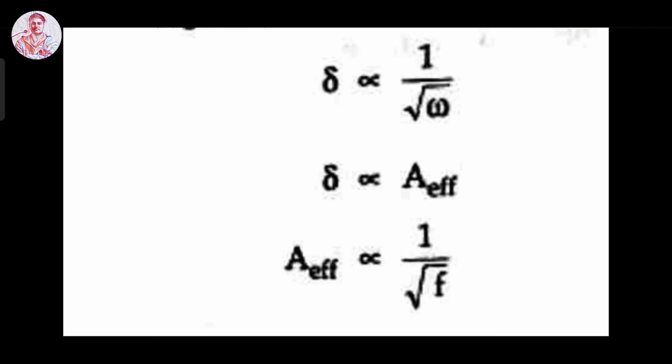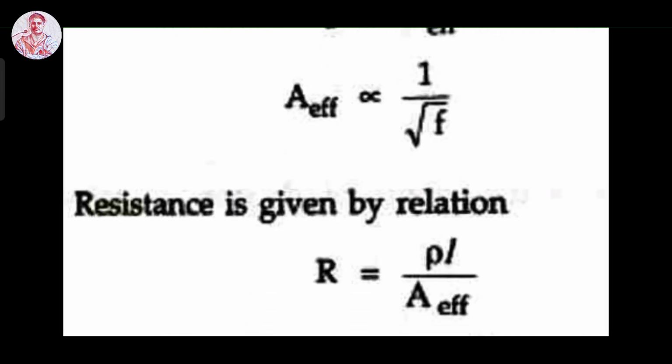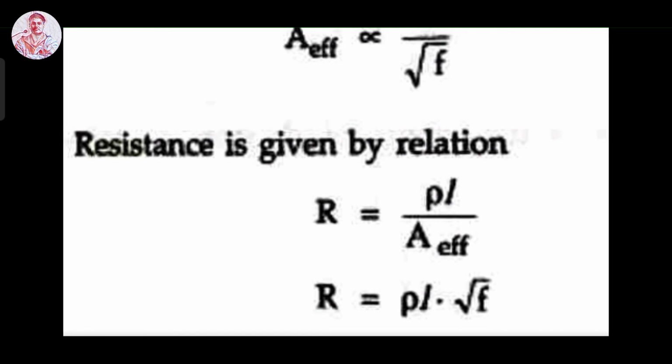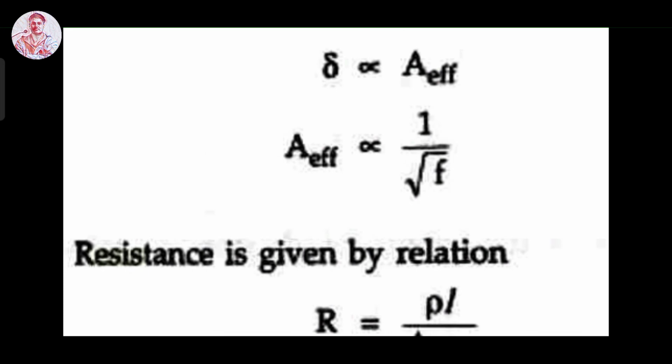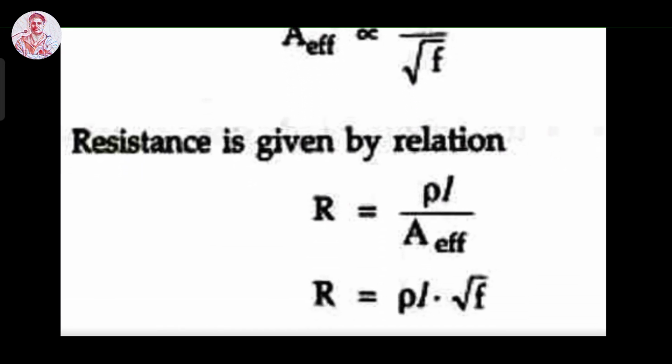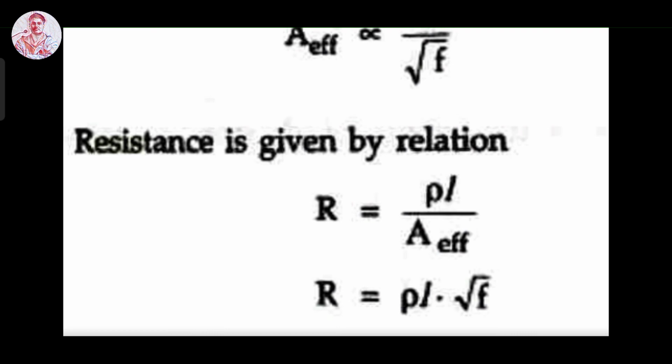The skin depth delta is inversely proportional to the square root of frequency omega, and it is also proportional to the effective area. By this, the effective area will be inversely proportional to the square root of frequency. Resistance is given by the relation R = rho L / A effective, so R is proportional to rho L times the square root of frequency. So as the frequency increases, the resistance will also increase. By this, the higher frequency losses are produced.